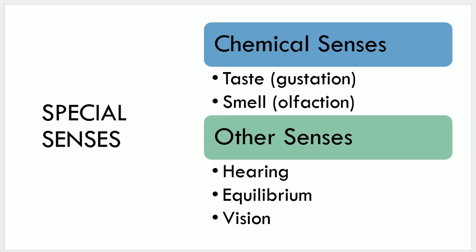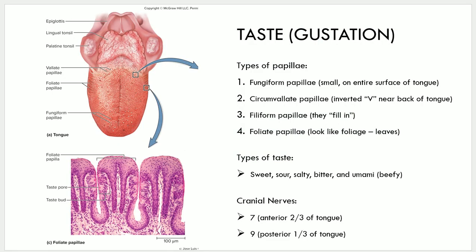So we have two sets. We have chemical senses and we have other senses. Chemical senses are taste and smell. We also call these gustation and olfaction. And then our other senses are hearing, equilibrium, and vision.